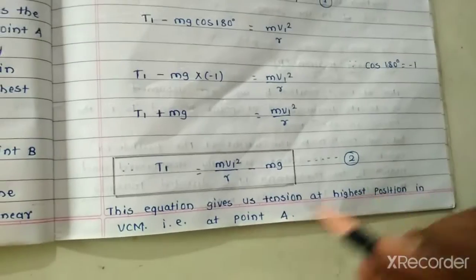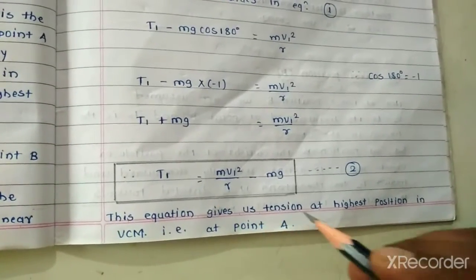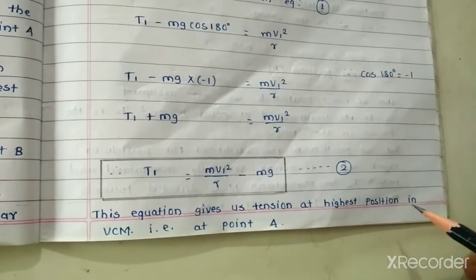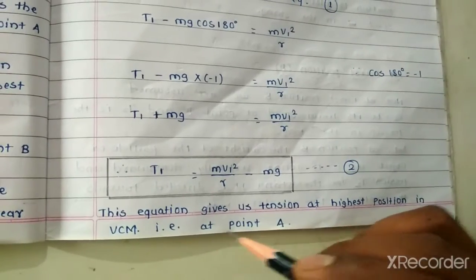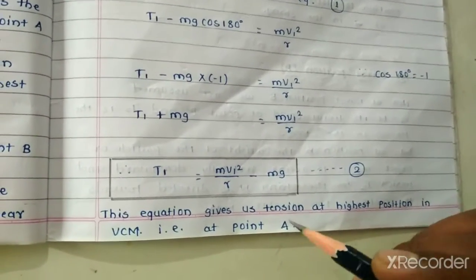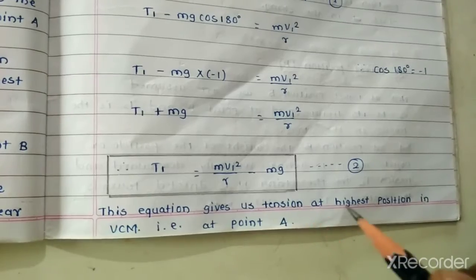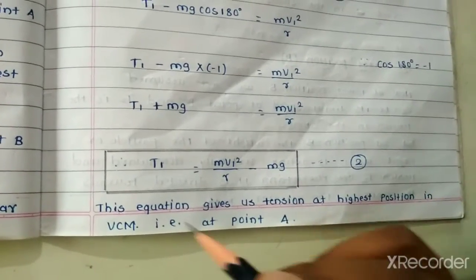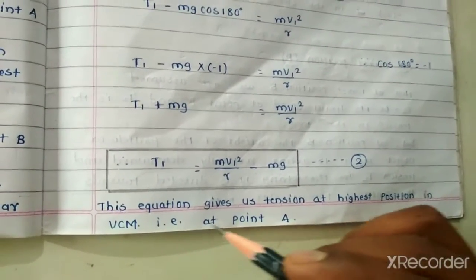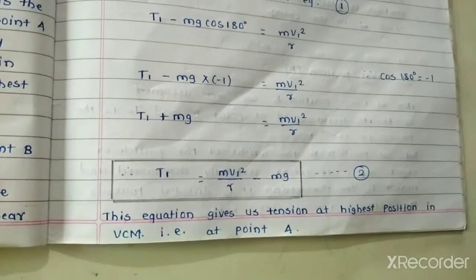So this is the second equation, and this equation gives us the tension at the highest position in vertical circular motion, that is at point A.